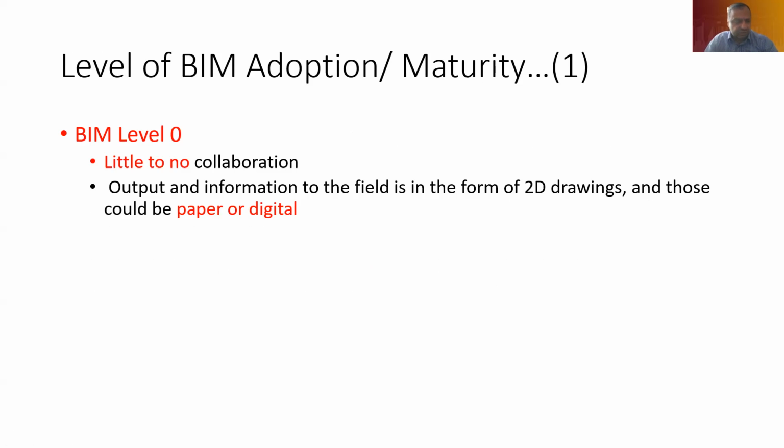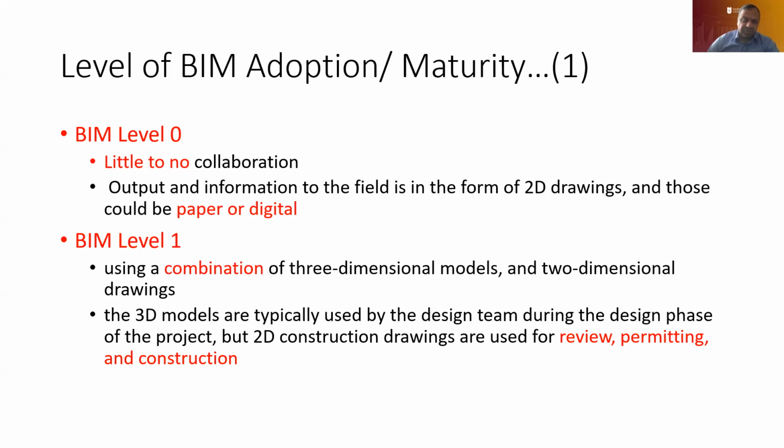Okay, so now let's talk about the level of BIM adoption. BIM actually has 4 levels of adoption. BIM level 0 means that it shows little to no collaboration, and the output and information to the field is in the form of 2D drawings, and those could be paper or digital. BIM level 1 uses a combination of three-dimensional models and two-dimensional drawings. The 3D models are typically used by the design team during the design phase of the project, but the 2D construction drawings are used for review, permitting, and the construction.